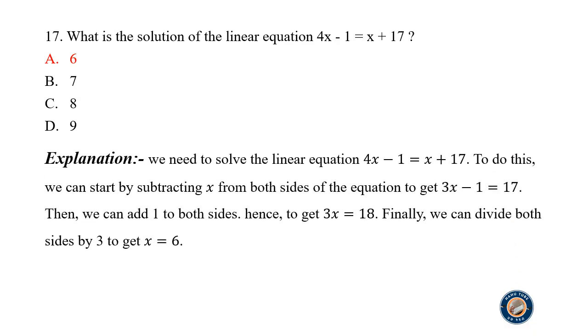We need to solve the linear equation 4x minus 1 is equal to x plus 17. To do this, we can start by subtracting x from both sides of the equation to get 3x minus 1 is equal to 17. Then we can add 1 to both sides, to get 3x is equal to 18. And finally, we can divide both sides by 3 to get x is equal to 6.